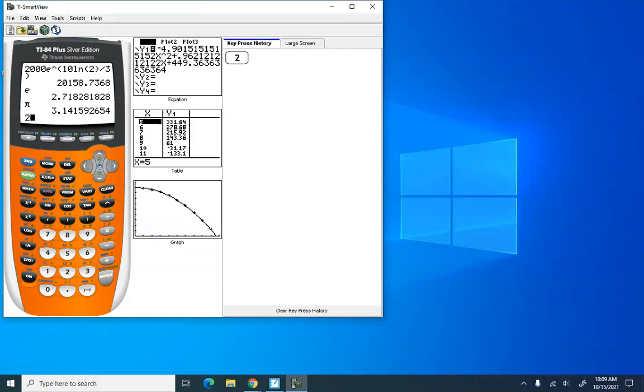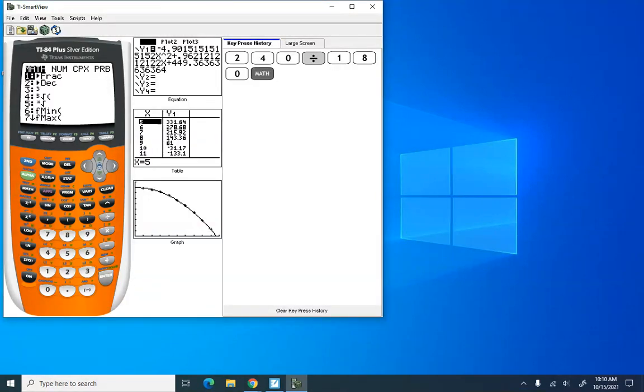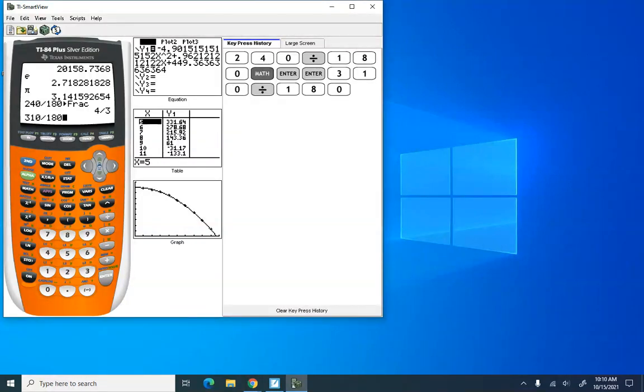If you take 240 and divide it by 180, don't hit anything else yet, just type it in there. Hit your math button. Your first option is convert to a fraction. Hit enter, hit enter. It reduces your fraction down for you. So if you have 310 degrees divided by 180, and I need to reduce that fraction down, I can hit my math button, hit enter, and I get 31 over 18.